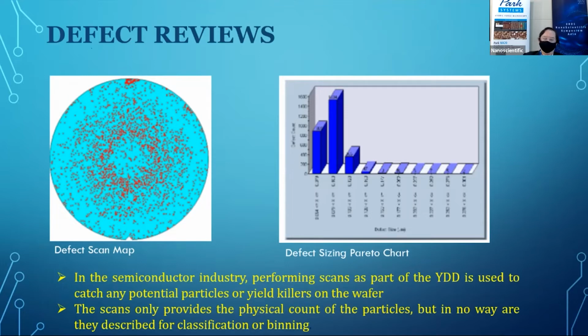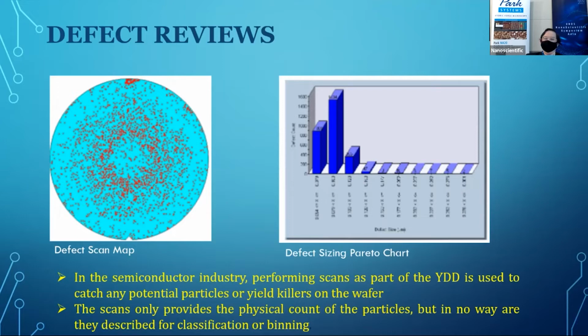Defectivity or defect inspection is part and parcel of the semiconductor industry. In most cases, you send the wafers for scanning, so you come up with a defect scan, and it gives you a Pareto chart of all the defects that are found on the wafer. But these tools only give you a count. It does not describe what that particle is.